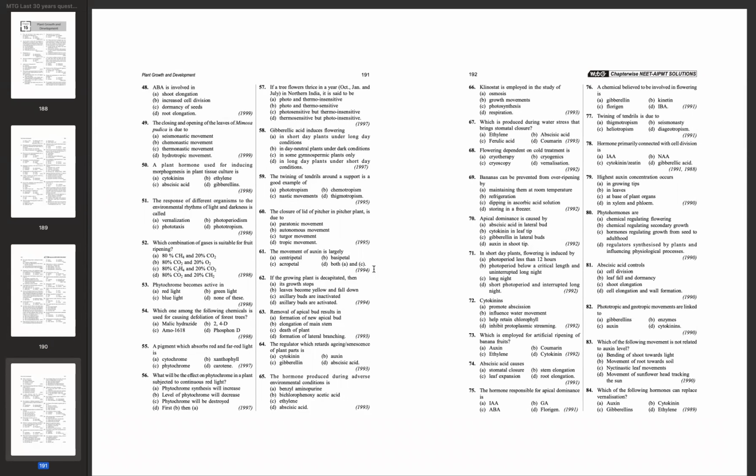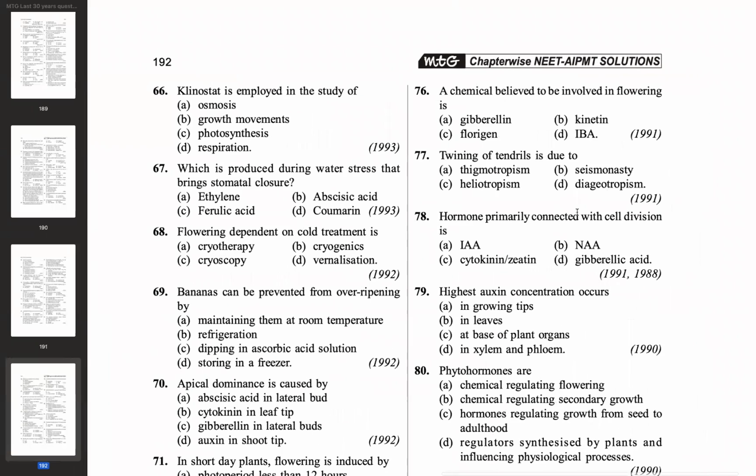Where is 77? 76. Twining of tendrils is due to... I don't know, ma'am. Okay, I'll tell you. Tropism is nothing but growth towards a particular stimulus. If it is touch related, it's called thigmotropism. Here, twining of tendrils means these tendrils will start rotating, become curly, you know. That's ideally because of the touch.